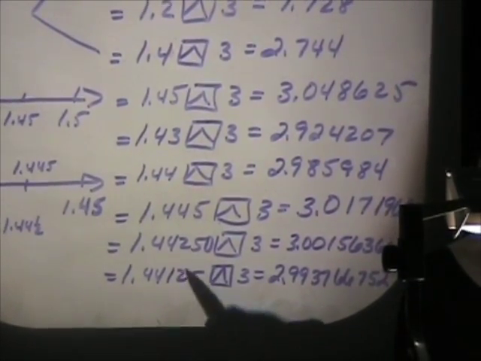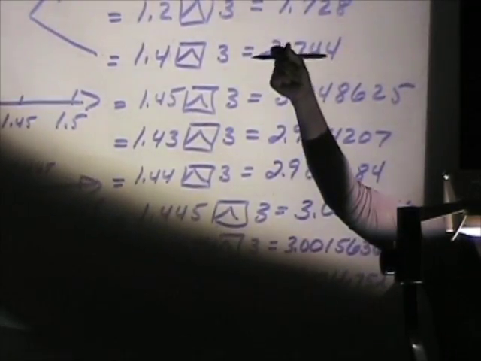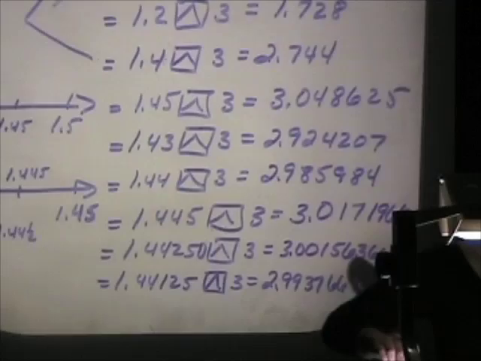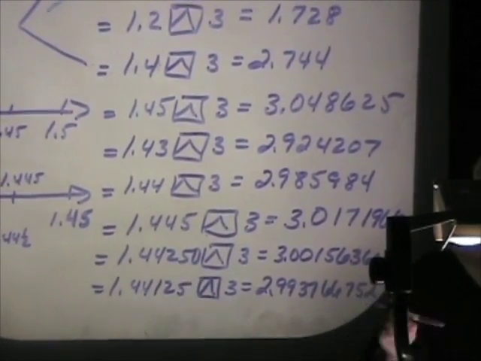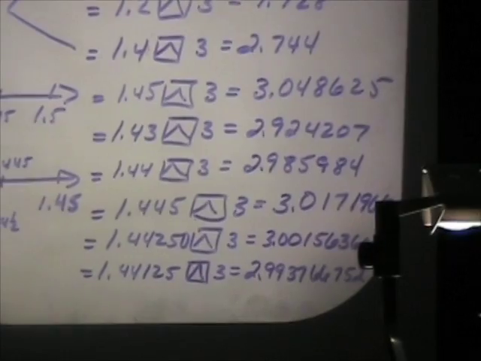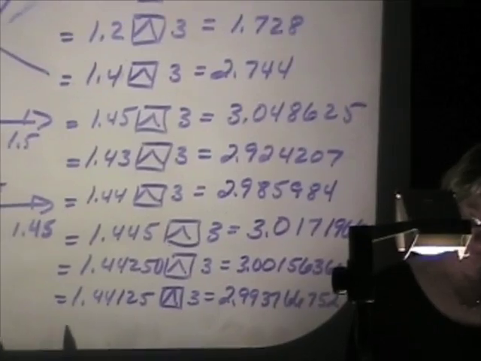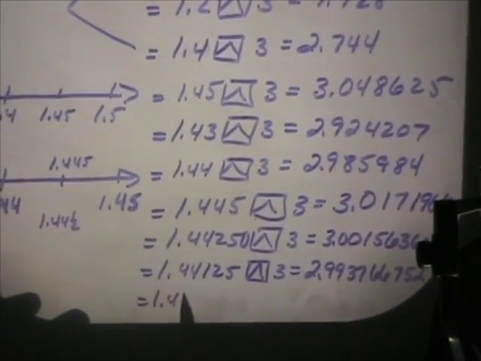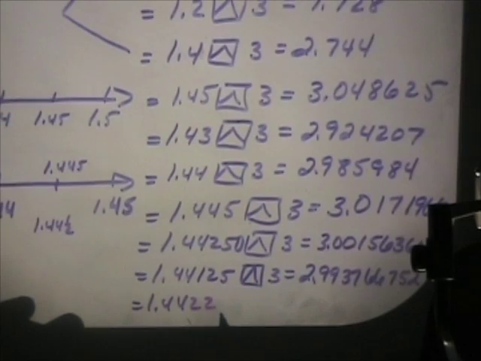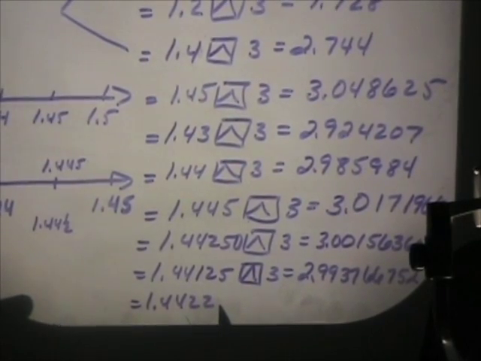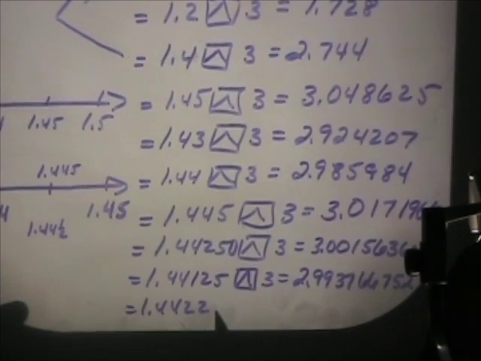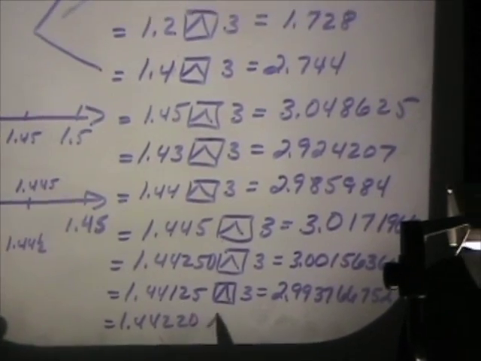Okay, you can see that what's happening here is we are getting closer and closer. And if we continue this, we'll get closer and closer to 3, but we're never going to quite reach 3 because the cube root of 3 is an irrational number. It's a decimal that goes on forever. It never stops. It never repeats. It's an irrational number.